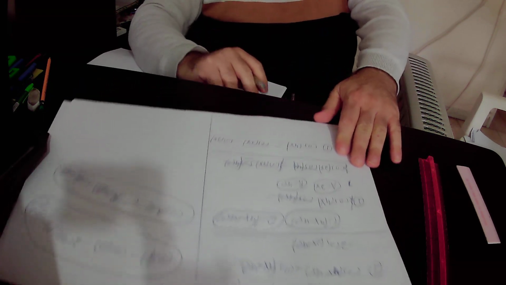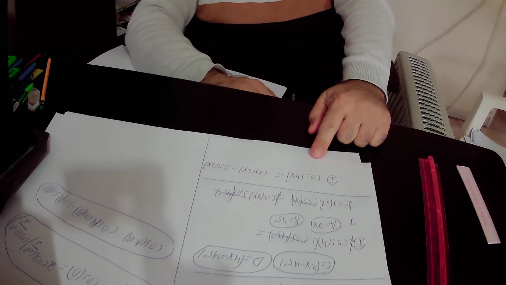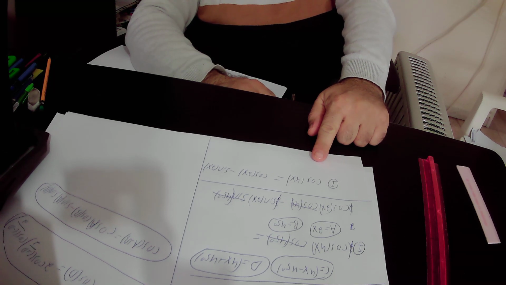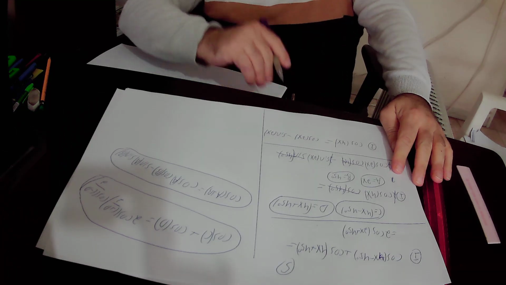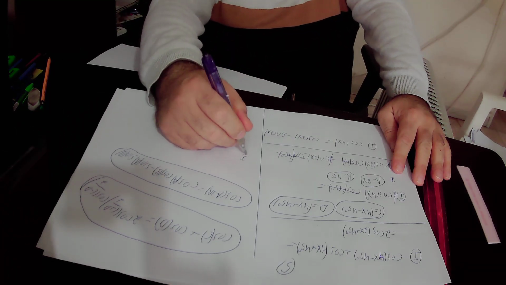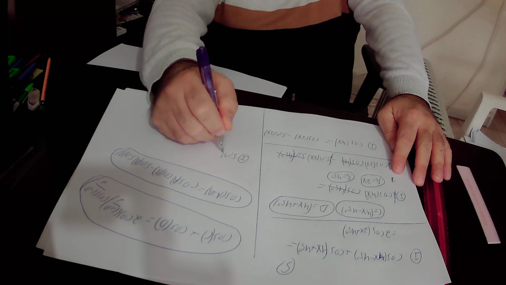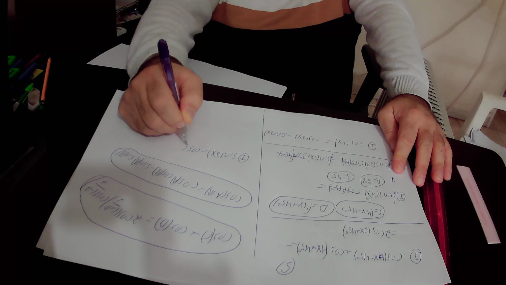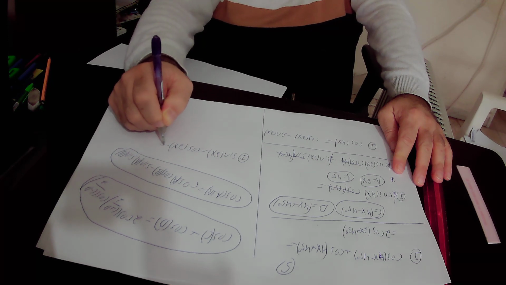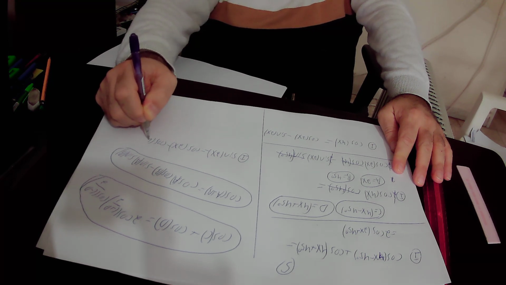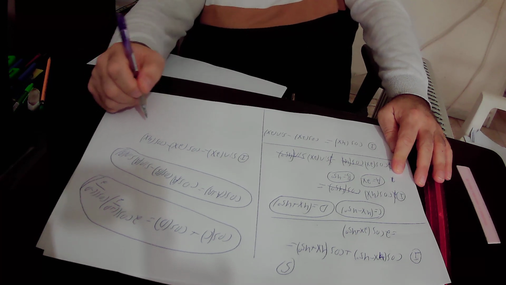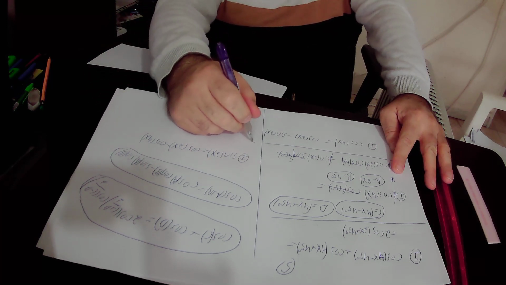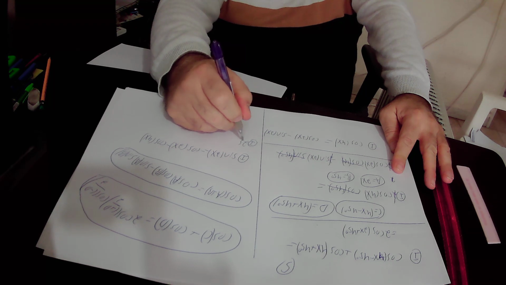So here we will add to this equation number 1 sine 2x, and then we will subtract cosine 4x, and we will get that according to equation number 1 sine 2x equals cosine 2x minus cosine 4x. We know that sine 2x equals 2 sine x cosine x.